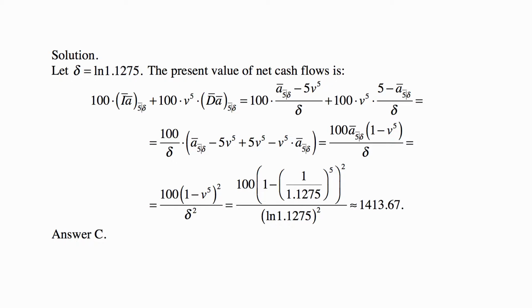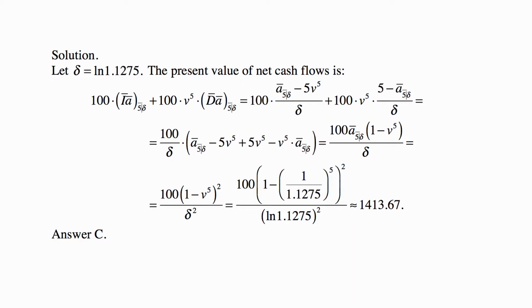What is the force of interest when the annual effective rate is 12.75%? Well, 1 plus i is equal to e to the delta, not minus, e to the delta. So delta is the natural logarithm of 1 plus i, or natural logarithm of 1.1275.